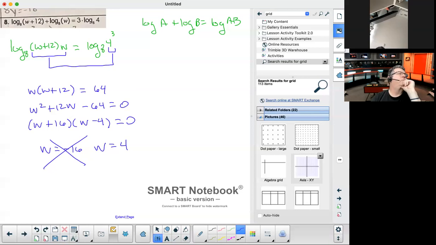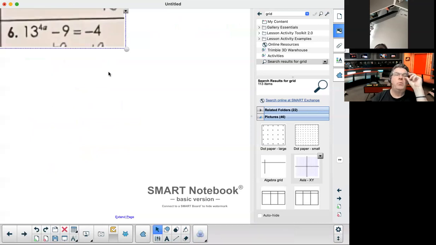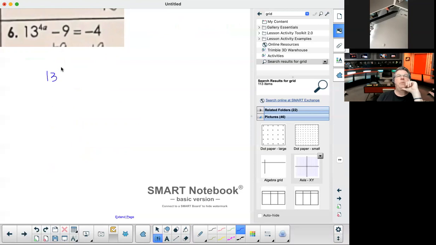Could we go over number 6? Sure. Looks like you did a change of base. That's 4a. So first thing we do is add 9, right? Right. So 13 to the 4a is equal to 5, right? Yeah. What I would recommend is using this rule: log base a of a to the x equals x, right?